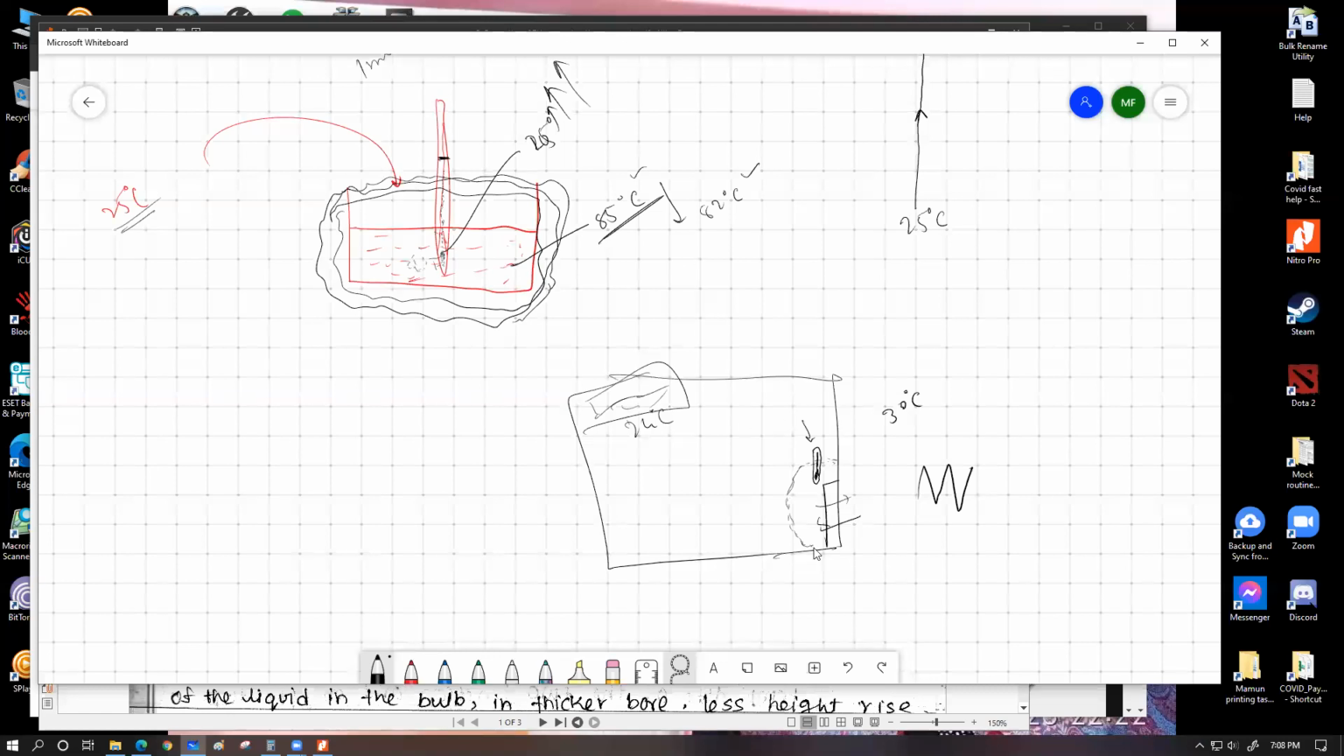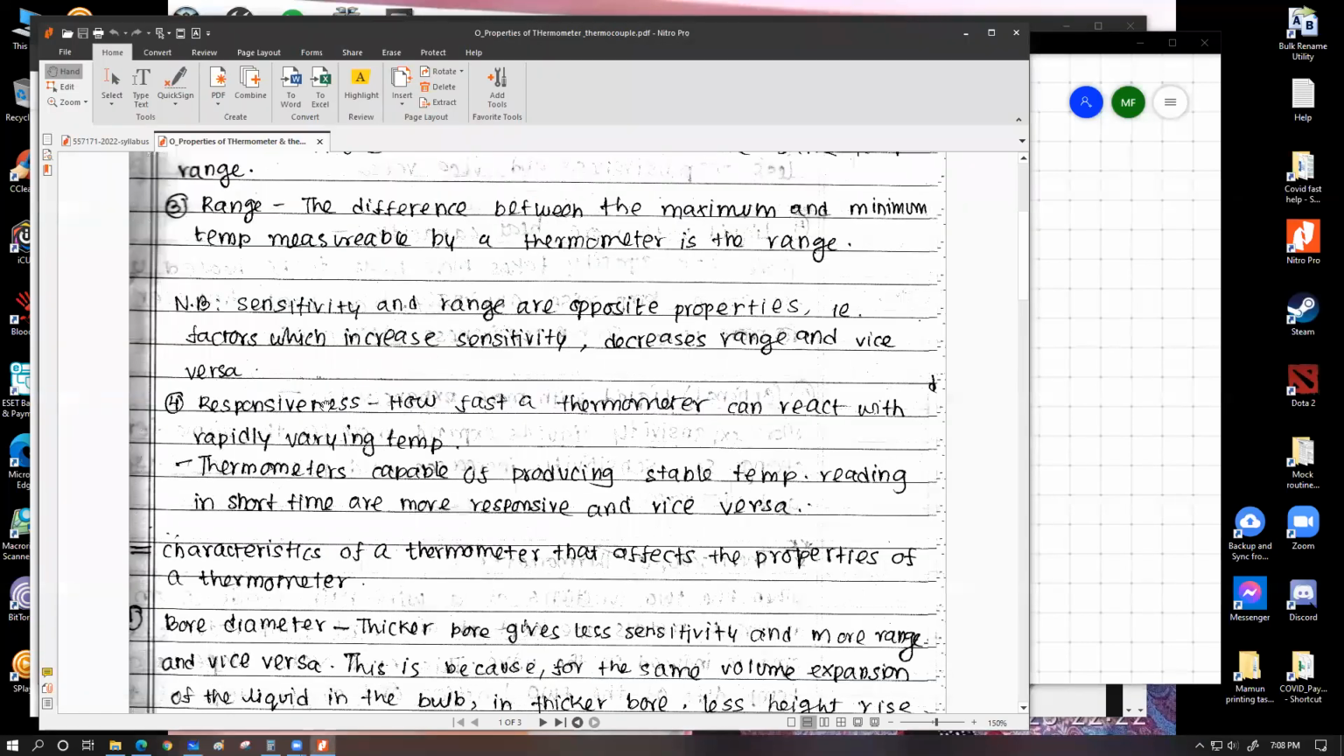So based upon this idea, we have defined responsiveness as how fast a thermometer can react to rapidly varying temperature. It means that if a thermometer can handle rapidly varying temperature and give us an appropriate reading, it is quite responsive. If it can't, it's not responsive. This is the definition that your syllabus gives us. So I made up this example to make sense of this definition.